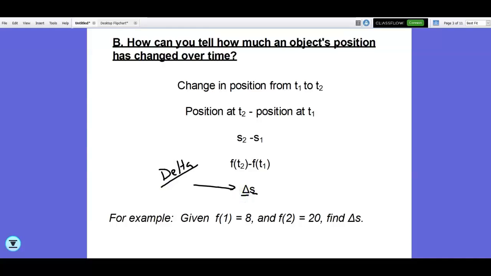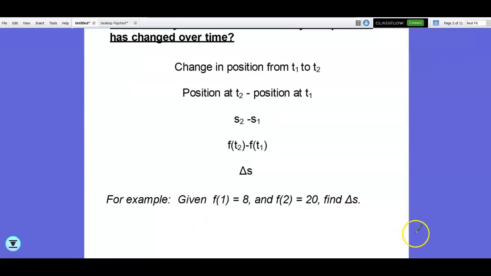Delta means change. So, for example, let's look at this one here. It says f of 1 equals 8 and f of 2 equals 20. And so this means at t equals 1 second, an object is located at a coordinate of 8. Okay, so let's just pretend that I'm traveling on a horizontal axis again. Here's 0, let's say 8 is right about here. So after 1 second has gone by, the object is located right there. But at t equals 2, now the object's located at 20.